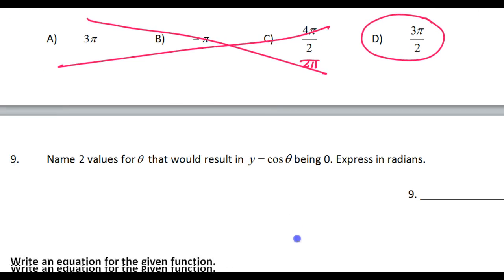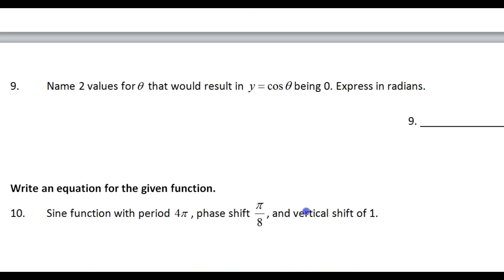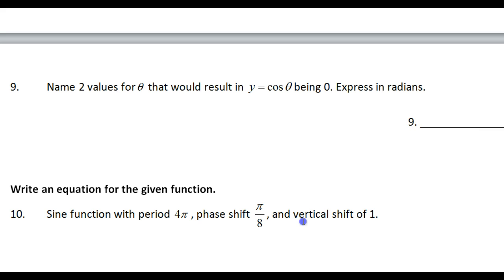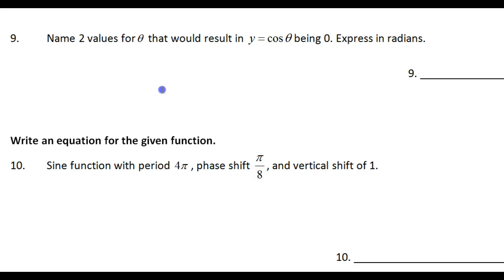Brilliant. All right, what else you got? All right, one more. Let's do one more question on this video of miscellaneous questions about sine and cosine. Number 9: Name 2 values for theta that would result in cosine theta being 0.